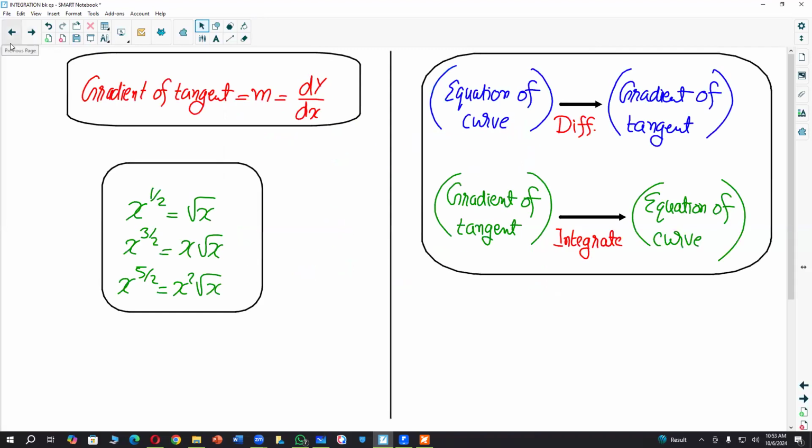Now, when we differentiate a function, we get the gradient of a tangent. The gradient of a tangent is dy upon dx, and this is m. So we also remind that x power half is under root x. x power 3 upon 2 is x under root x. x power 5 upon 2 is x square under root x. So you have to copy this left hand side also.